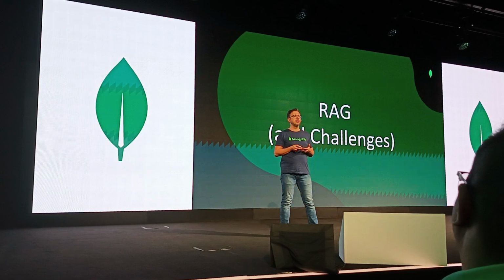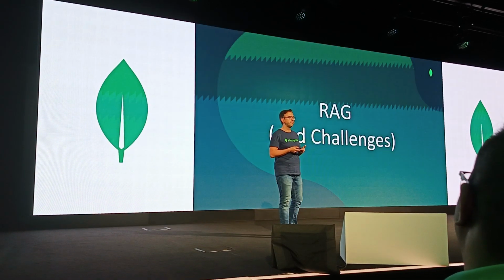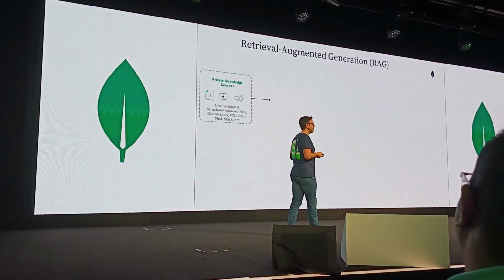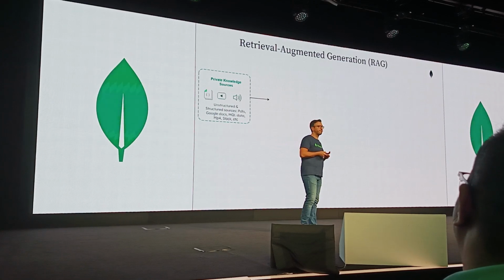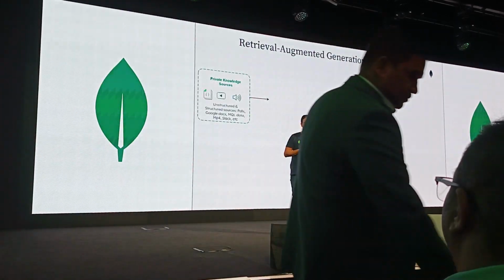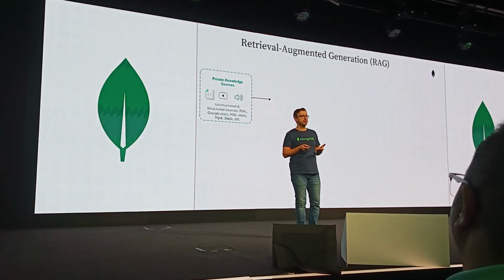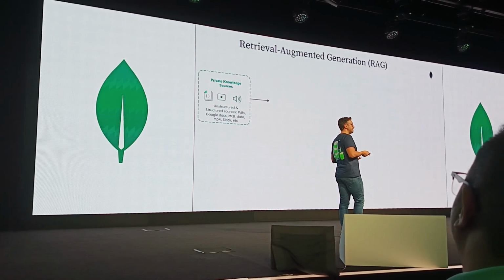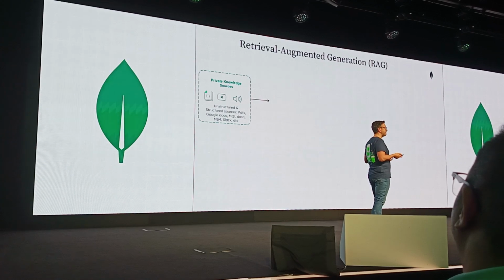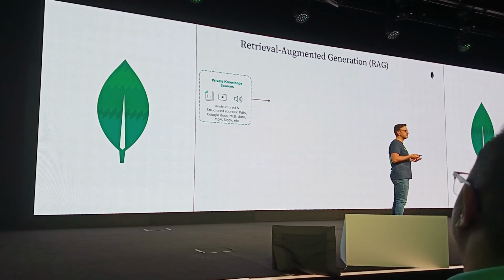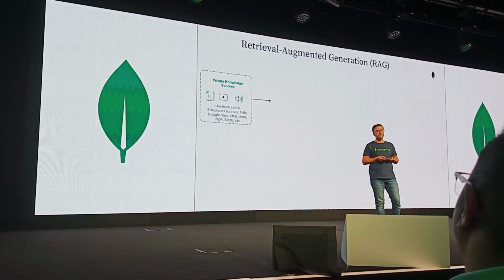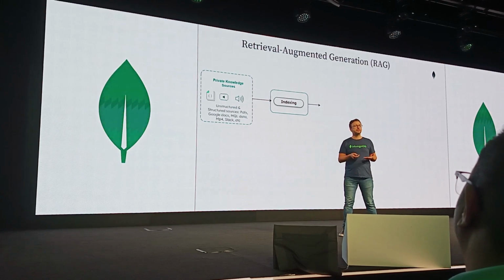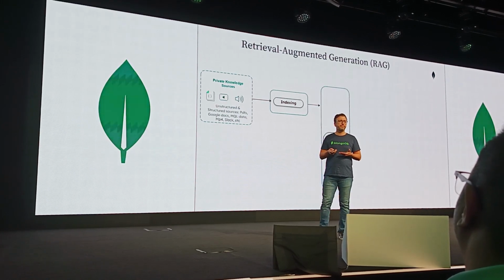Let's have a look at the RAG architecture. So in the RAG architecture, you have an unstructured data repository. Basically, you have PDF files, spreadsheets, PowerPoints, HTML files, videos, audios, and so on and so forth. And you extract this information, index it, and store it in a retrieval area.